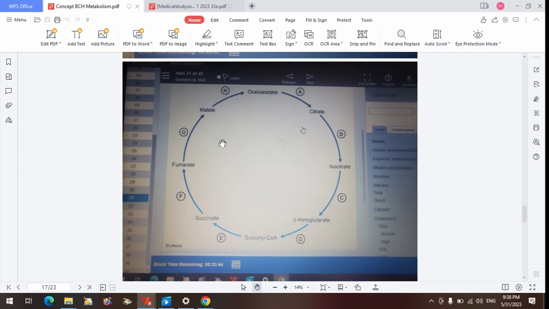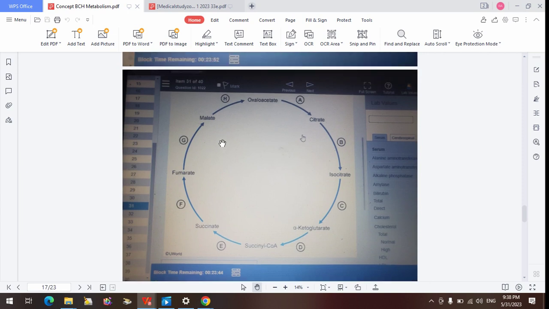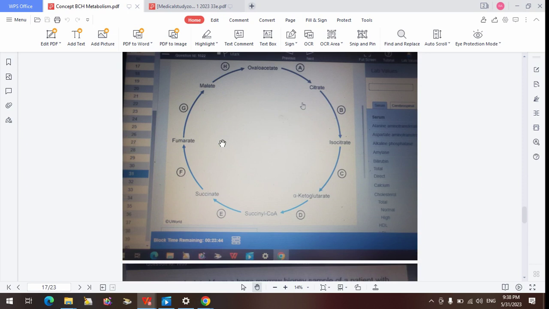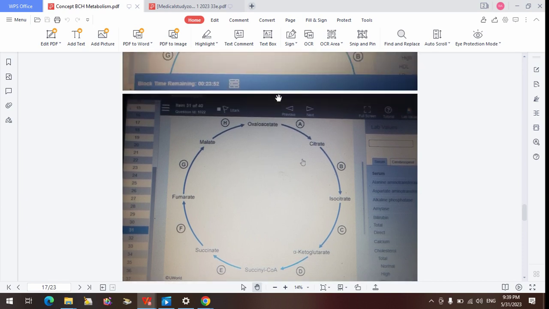So what step do you think generates the GTP? We figured out it's from succinyl CoA to succinate. That's exactly it. That is all about the TCA cycle. Oxaloacetate joins with acetyl-CoA to form citrate. That doesn't generate anything.